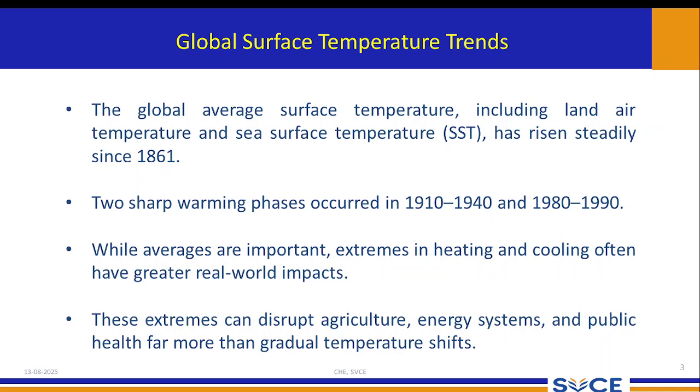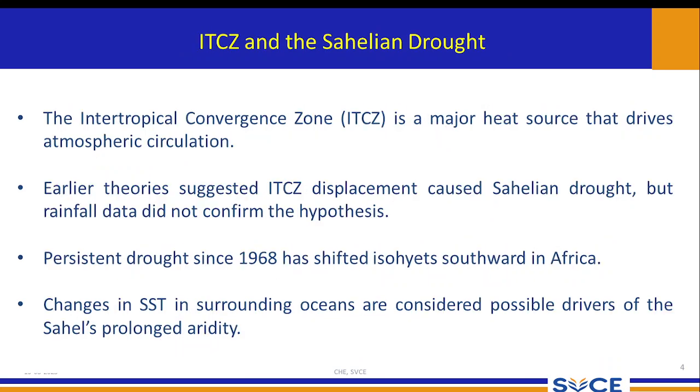While averages are important, extremes in heating and cooling often have greater real-world impact. If it is getting heated up or cooled down, there is a greater real-world impact. These extremes can disturb agriculture, energy systems, and public health far more than the gradual temperature shift.